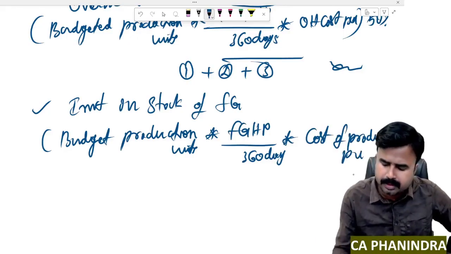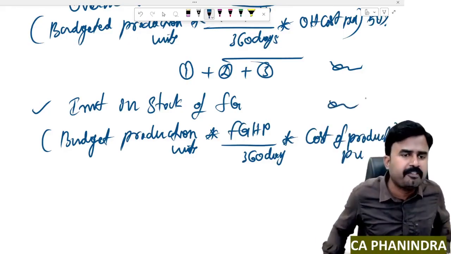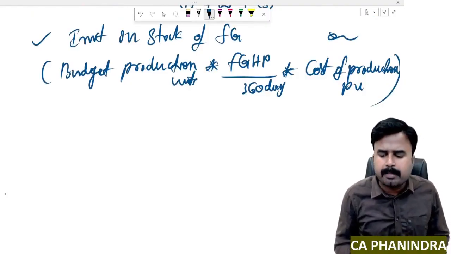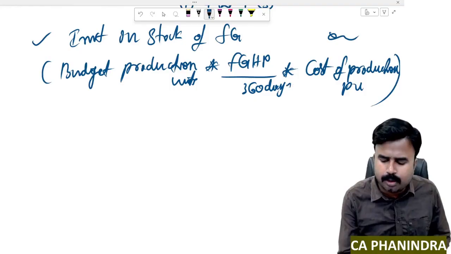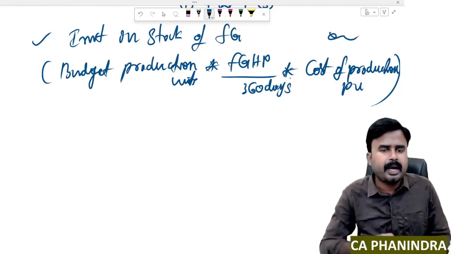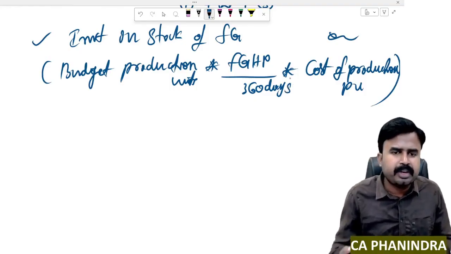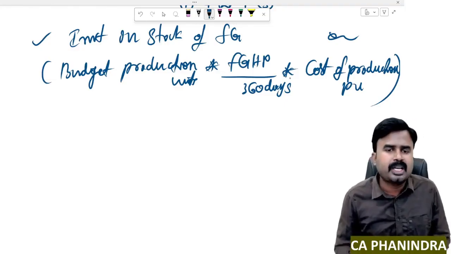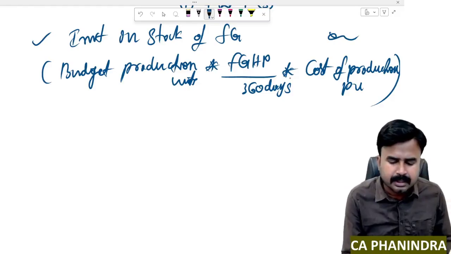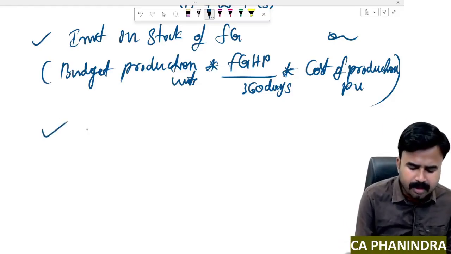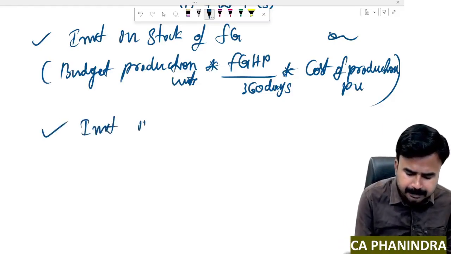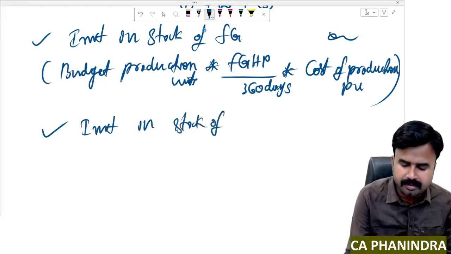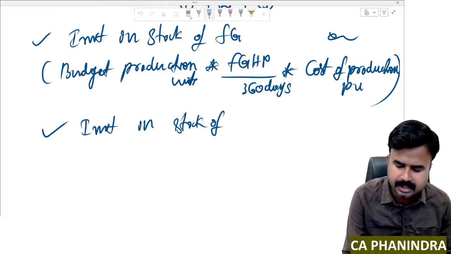This is the formula. Investment in stock of finished goods is equal to budgeted production units into finished goods holding period divided by 360 days into cost of production per unit. You can observe this cost of production per unit from the cost sheet, or you can collect this information from the cost statement which is given in the problem. This is my third investment. Now I'm moving to the next area, investment in debtors. That is your next area.